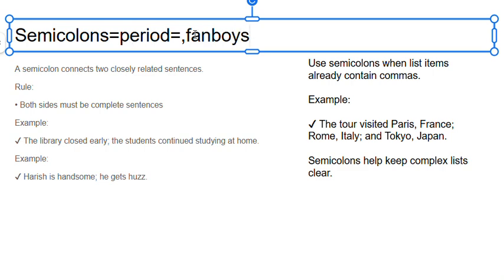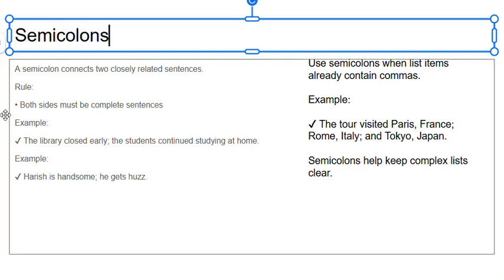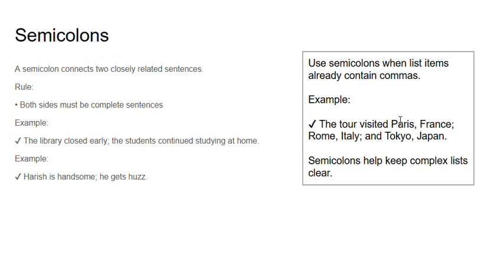Okay, so just know this. This rule isn't applicable all the time because then you have complex lists as well. But most of the time, they are equivalent to periods and comma FANBOYS, because all three of them separate independent clauses. Okay, just know that. And semicolons can also separate complex lists.